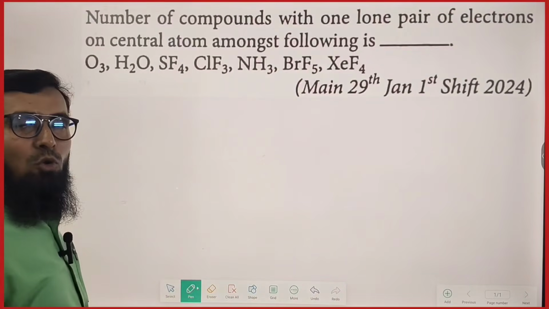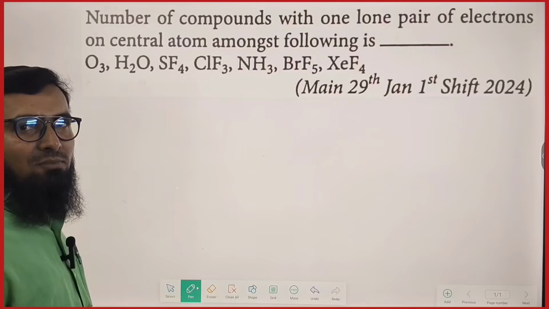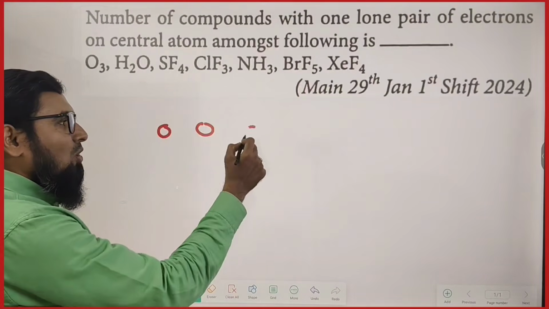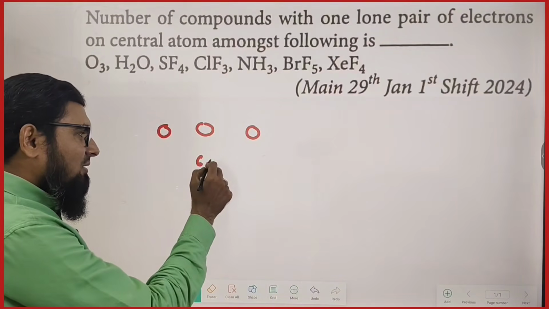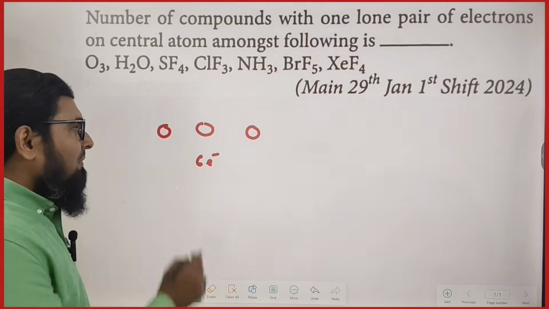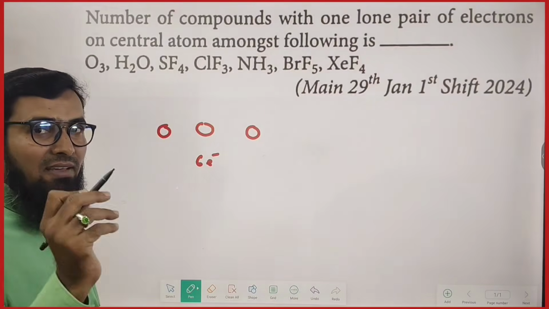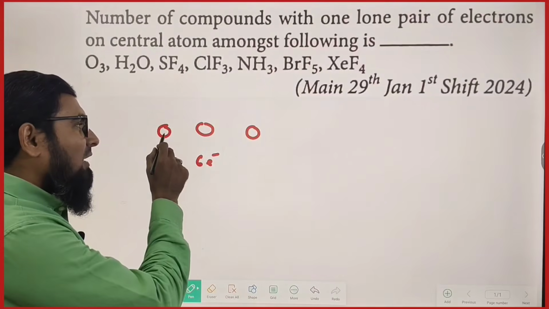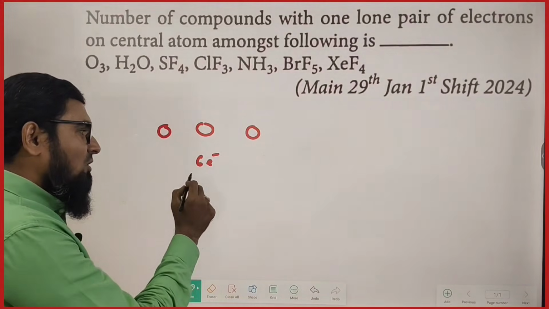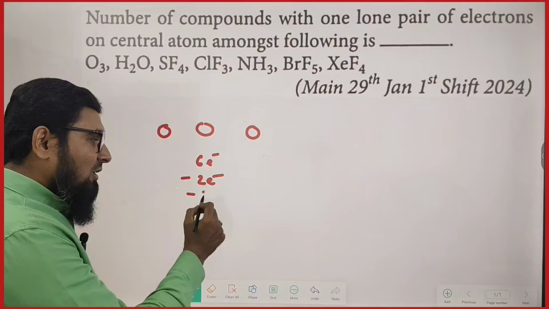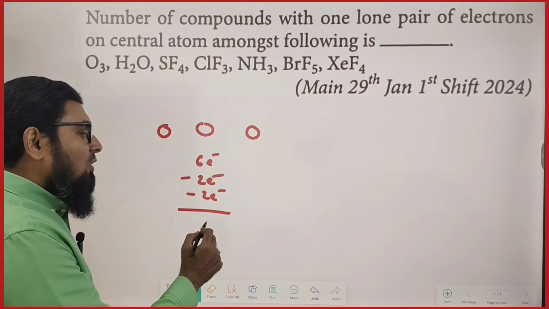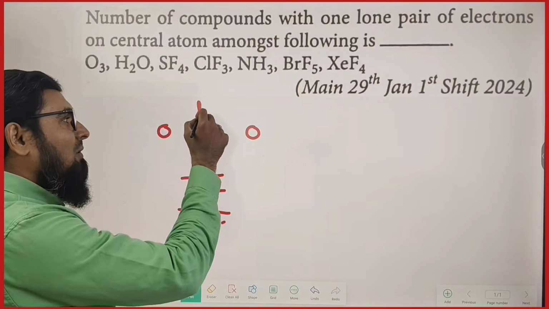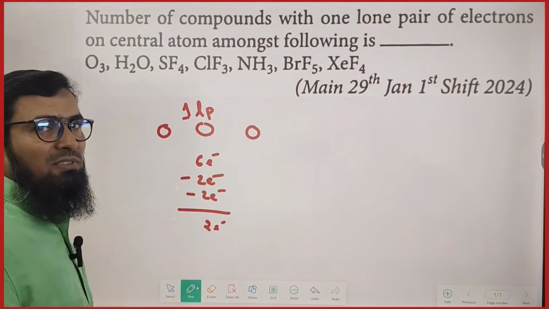If you take ozone, ozone has 6 valence shell electrons. Oxygen is surrounded by two more oxygen atoms. So six valence electrons are present in the central atom, and oxygen atoms are divalent in nature, so they make two bonds. So they use two electrons. If two electrons are used by this oxygen, and this oxygen is also using two electrons, then you are left with two electrons. These electrons are converted into one lone pair. So on the central atom, how many lone pairs are present? One lone pair is present.